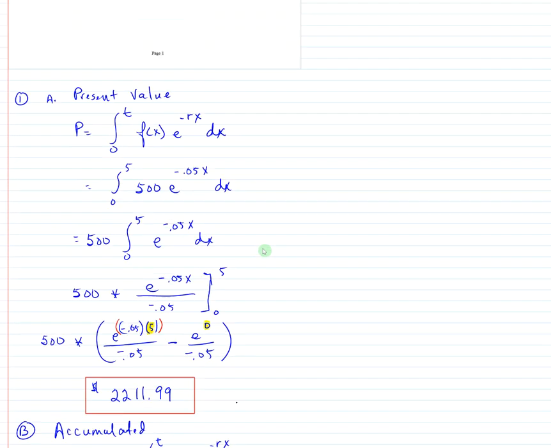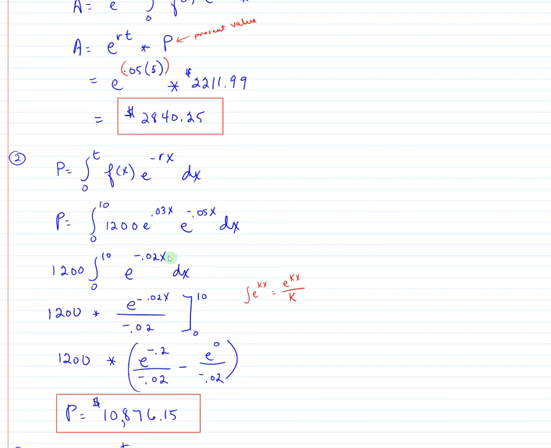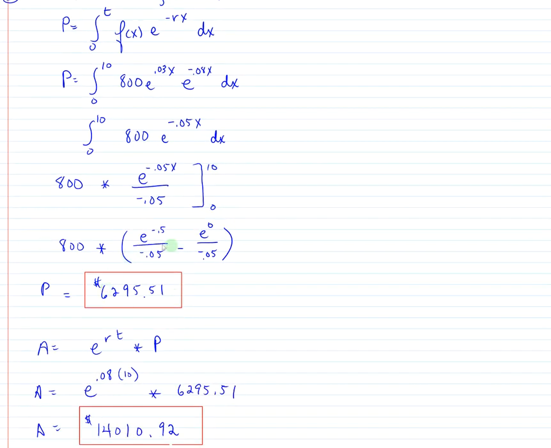Let's look at question 3. It is just the same kind of thing. Here's our f(x), here's our 10-year period, and 8% compounded continuously. So let's go down and briefly look at 3. Full formula there, 0 to 10, 800 e to the 0.03x times e to the negative 0.08x. We pull the 800 through, and we have e to the negative 0.05x. We integrate, plug in 10, evaluate from 0 to 10, multiply by 800, and we get this number.